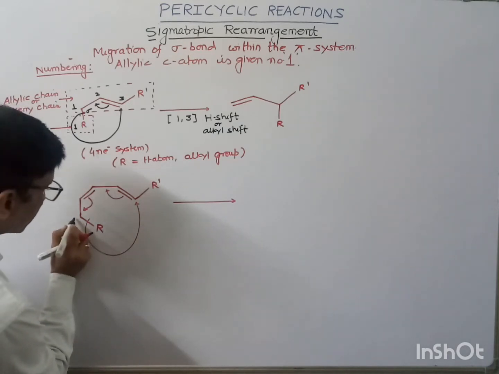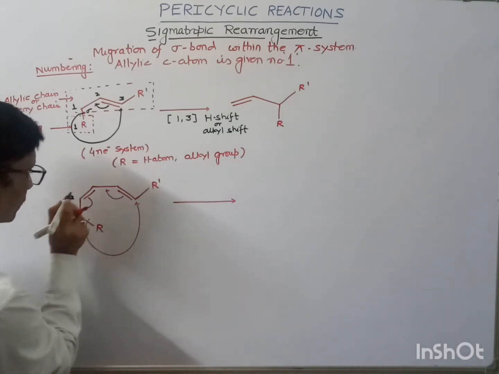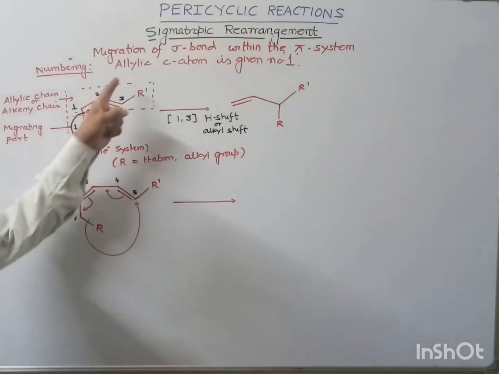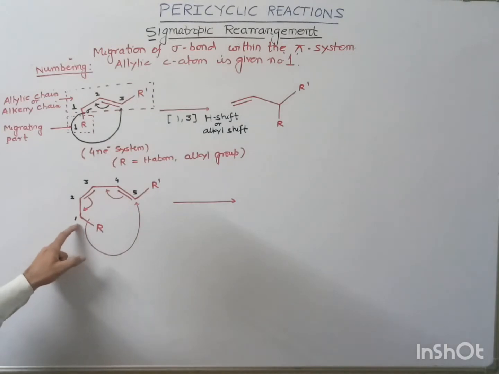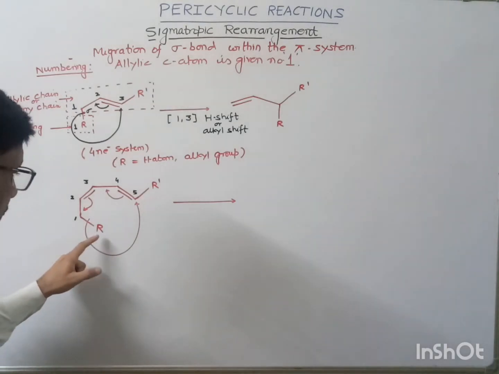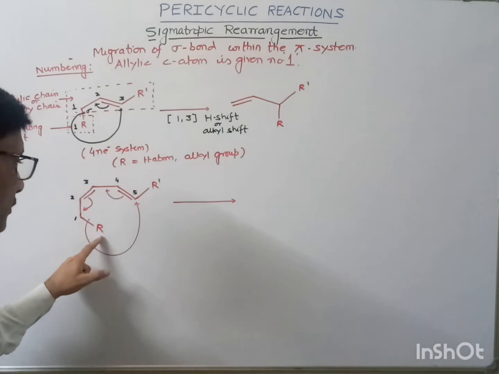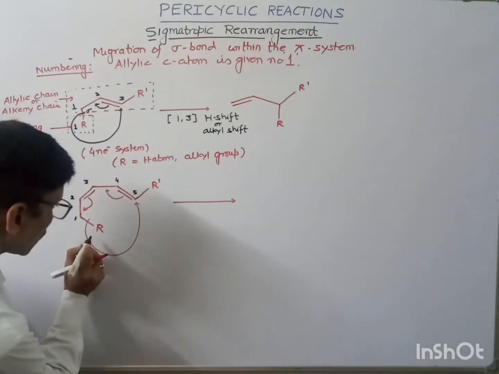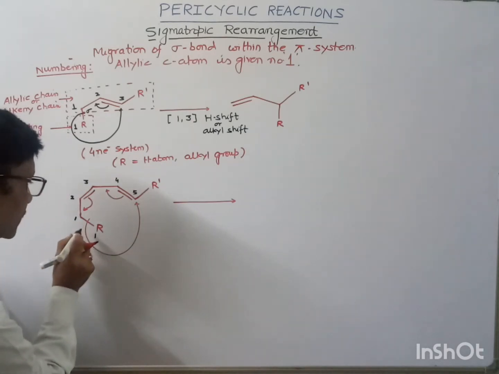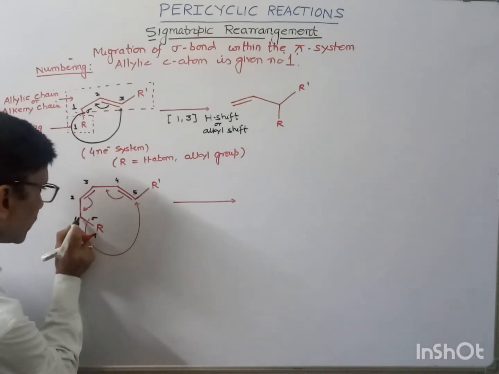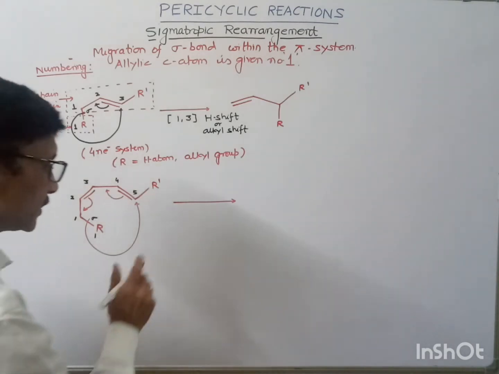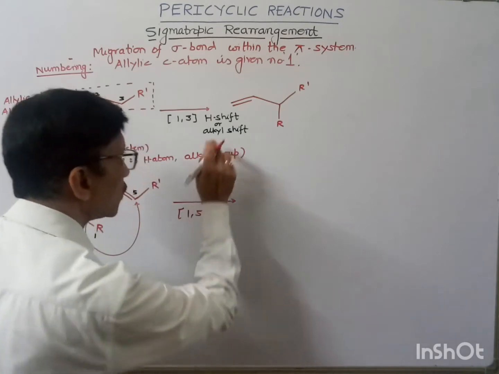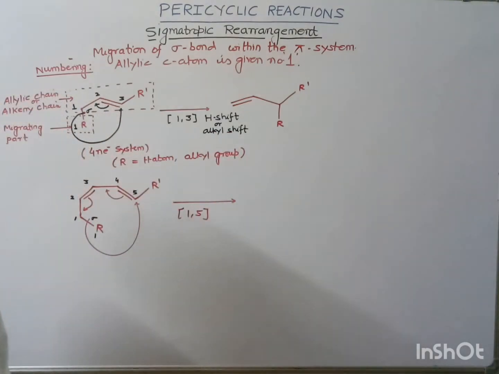The allylic carbon atom is number 1, this can be given number 2, this is number 3, 4 and 5. So the allylic carbon should be given number 1. And from this allylic carbon, either hydrogen may be attached or some other alkyl group may be attached. So this should also be given number 1. And this sigma bond migrates from first to fifth. So it is called the 1,5 hydrogen shift, or it may be called the 1,5 alkyl shift.